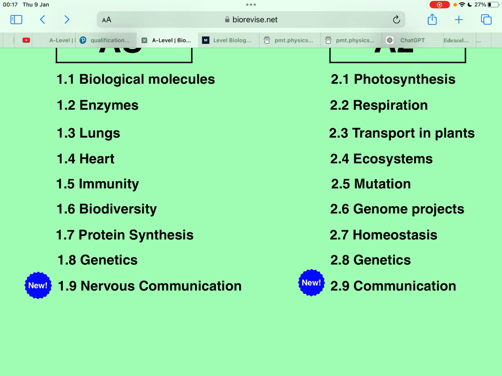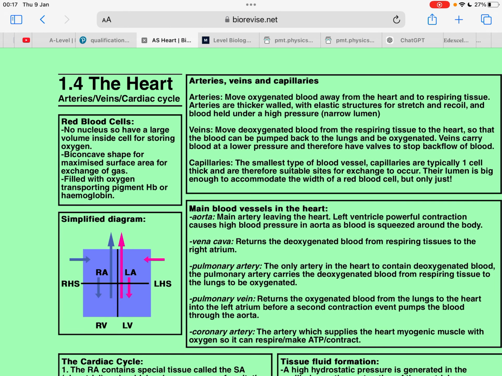So here, let's just revise a small part about the heart. Basically, the arteries, veins, and capillaries. Arteries move oxygenated blood away from the heart and to respiring tissue. Arteries are thicker walled with elastic structures for stretch and recoil, and blood is held under a high pressure. Veins move the deoxygenated blood from the respiring tissue to the heart so that the blood can be pumped back to the lungs and be oxygenated. Veins carry blood at a lower pressure and therefore have valves to stop backflow of blood.